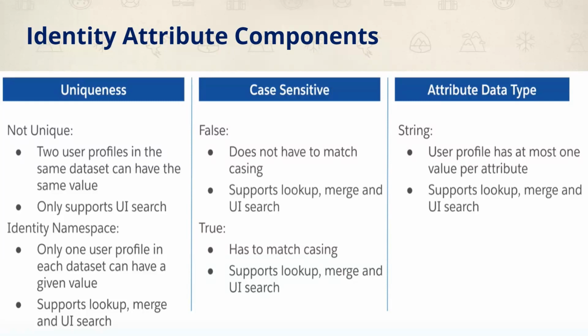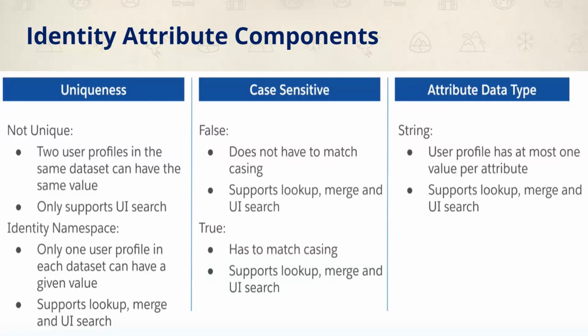The second component is case sensitivity. So you can have a value of true or false. False means it doesn't need to have a match on casing to get a match. And a true value means you will need to have a match on all casing in order to look up and merge. So both of these values do support lookup and merge as well as search within the UI. And then the third component is the attribute data type. So the only supported type for an identity attribute is the string type.